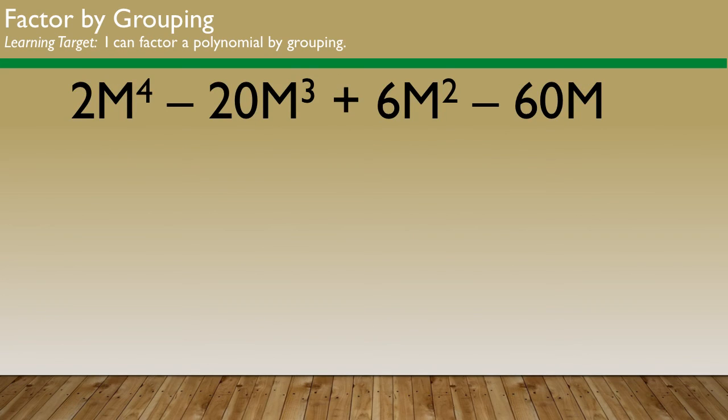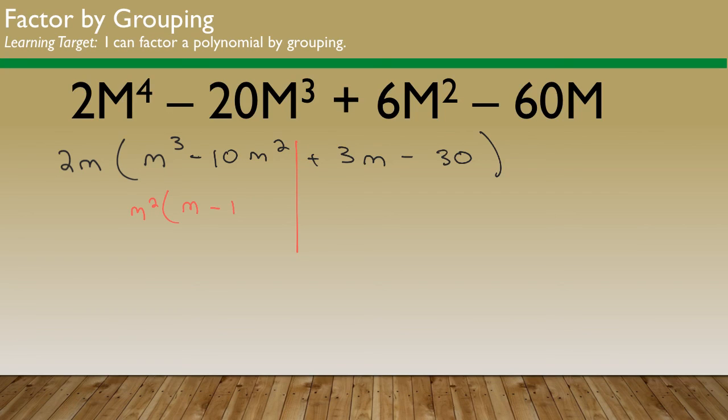All right, last example. First, there is a common factor. All of these things have an m, and all of these things can be divided by 2. So we're going to factor out 2m, and then we're left with m cubed minus 10m squared plus 3m minus 30. Now we're going to break this into two groups. The common factor is going to be m squared. We're left with m minus 10 there.